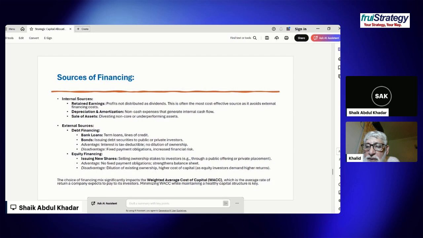The choice of financing mix significantly impacts the weighted average cost of capital, which is the average rate of return the company expects to pay its investors. Minimizing the WACC while maintaining a healthy capital structure is the key. So this weighted average cost of capital is the average of cost of equity and cost of debt, and this is used as the discount rate for calculating the NPV of investments.